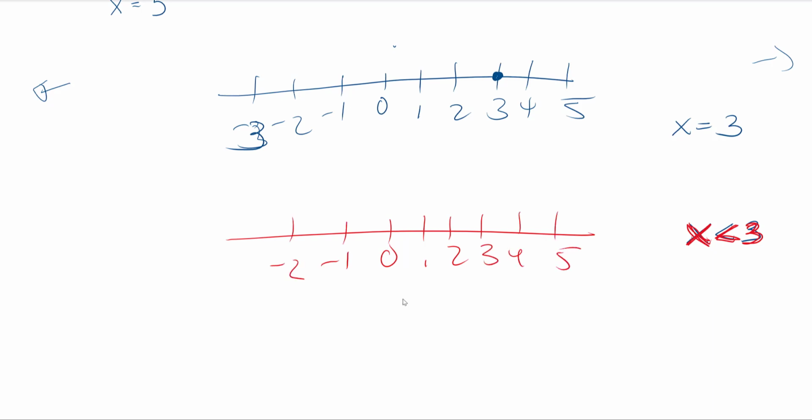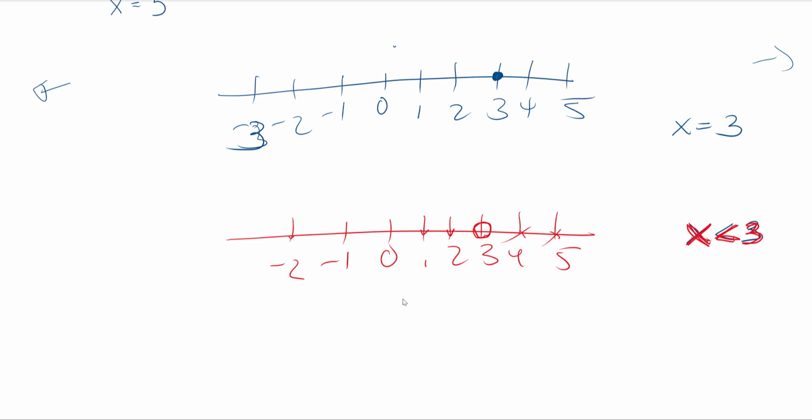-1 and -2. Okay, now when we do x is less than 3 but not less or equal, we don't fill our circle. So we find 3 and we make an empty circle. And then we say, well, it has to be less than 3. So 4 is not a good number. 5 is not a good number. But 2 is. And 1 is.